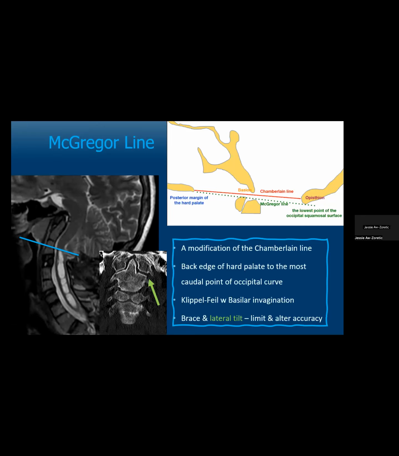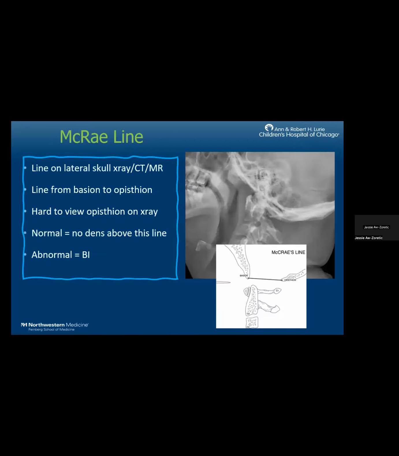So McGregor is typically, if it's abnormal, the number you want to think about is 4.5 millimeters. So if the dens is above that, it has basilar impression. And then finally, we just quickly run through for completeness, McRae's line. Again, it's a line that you can measure on the lateral skull X-ray, CT, MR, and it's a line joining the basion with the opisthion.